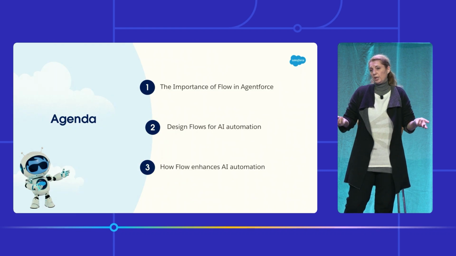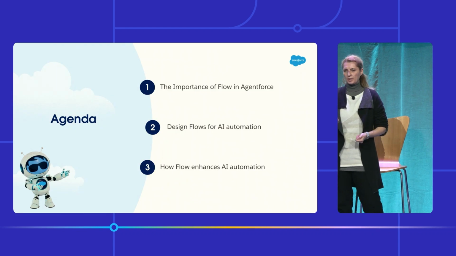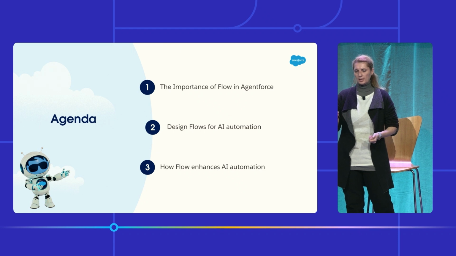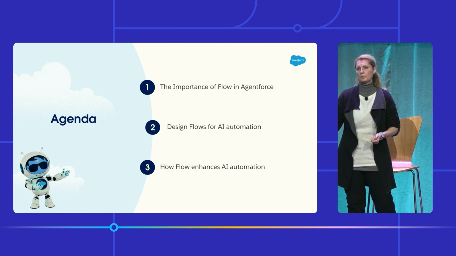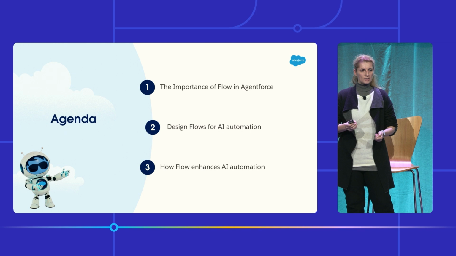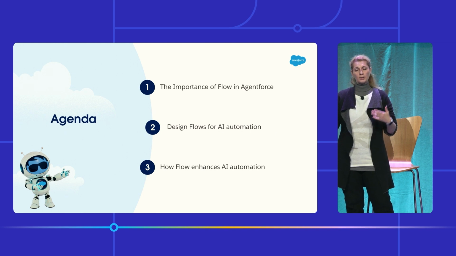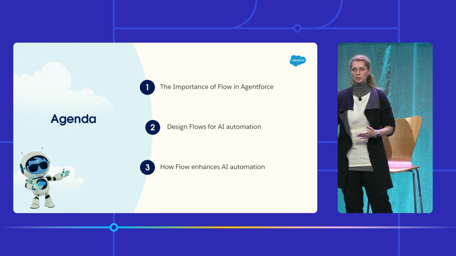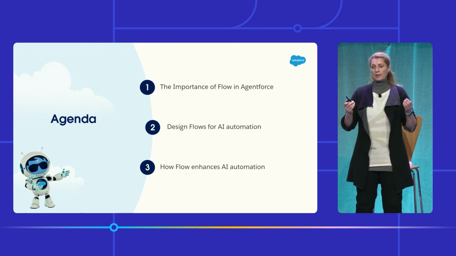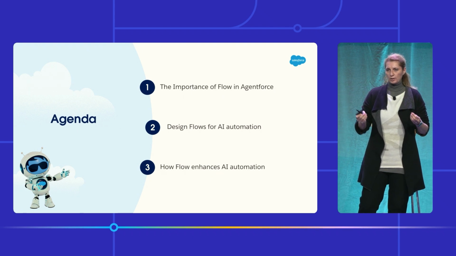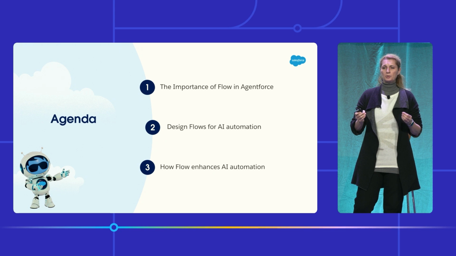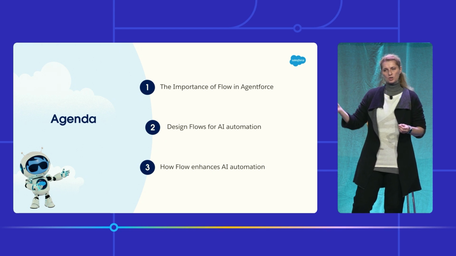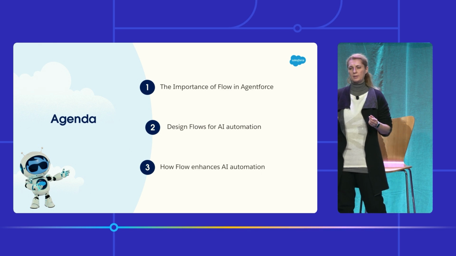So what we are going to talk about today. I want to explain why Flow is an important automation tool when you talk about Agentforce. And then I want to share some of the best practices on how to build flows for AI automation. And because I want to give really practical value to what I'm talking about today, I want to dive deep into demos. I want to show you how you can apply Flow and Agentforce to automate some real-life business use cases.